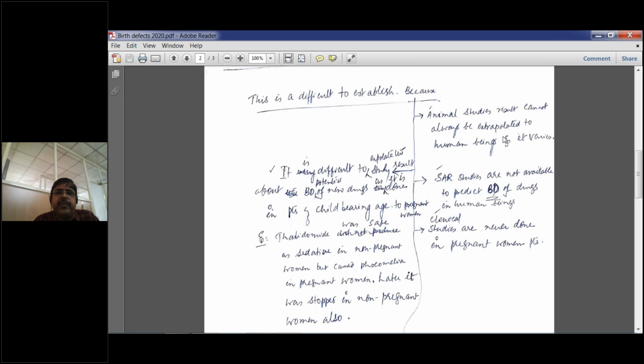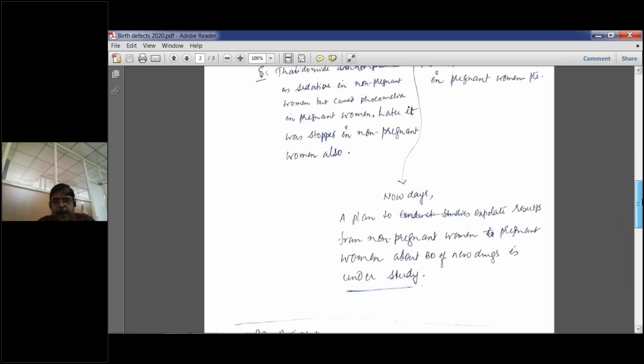So these are the four difficulties why you cannot establish a strong relationship between the drug and its effect on the growing fetus, right? I hope this concept is clear. Anybody has any doubt? Nowadays, they say that some studies are underway to extrapolate the data from non-pregnant women to pregnant women, but it may take certain years to come up, right? Any doubt?